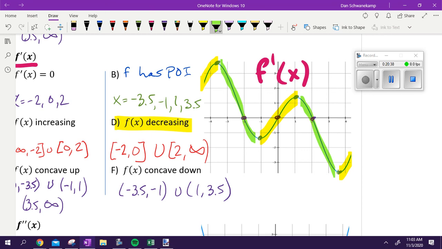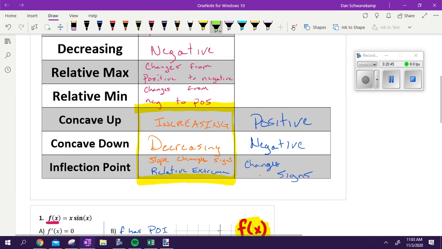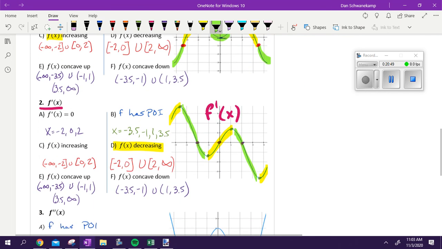Does it make sense, the connections we're trying to make here? We're trying to see those things in real life. When we wrote it in our chart, when we said we are concave down when f prime is decreasing, yeah, it is. We can see it.